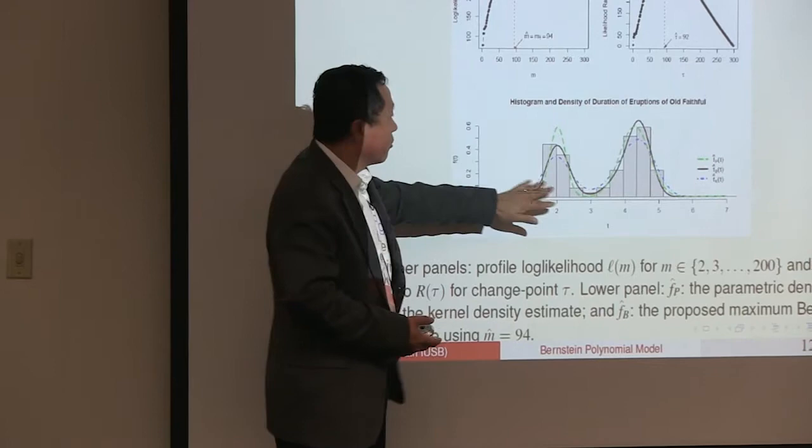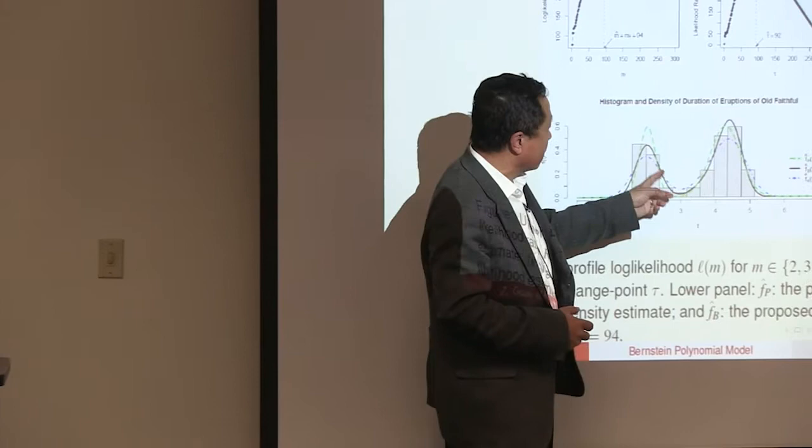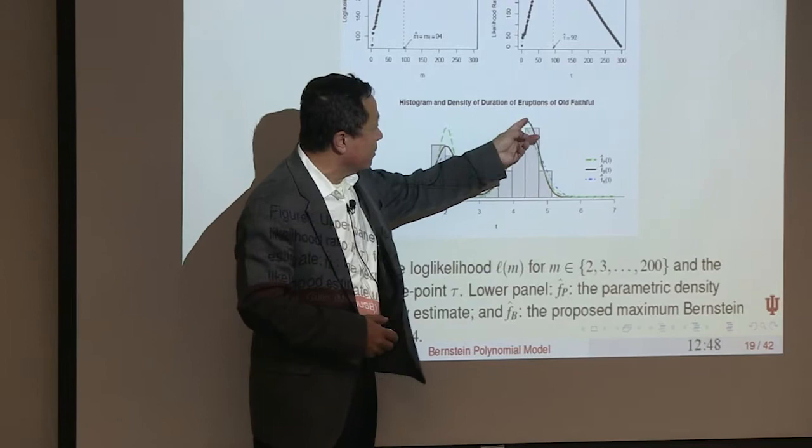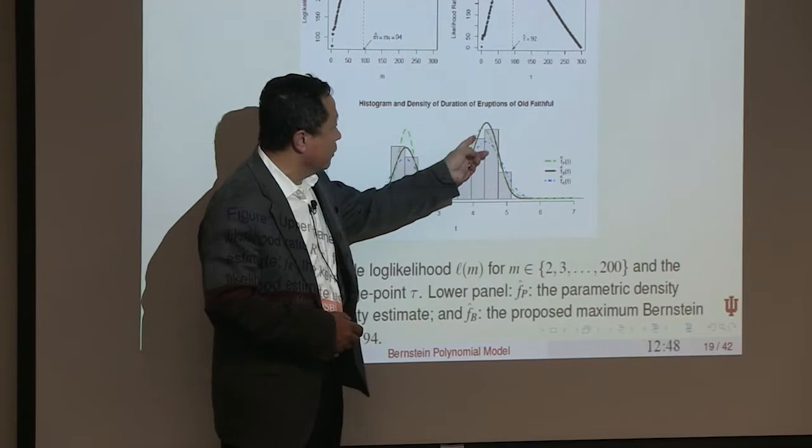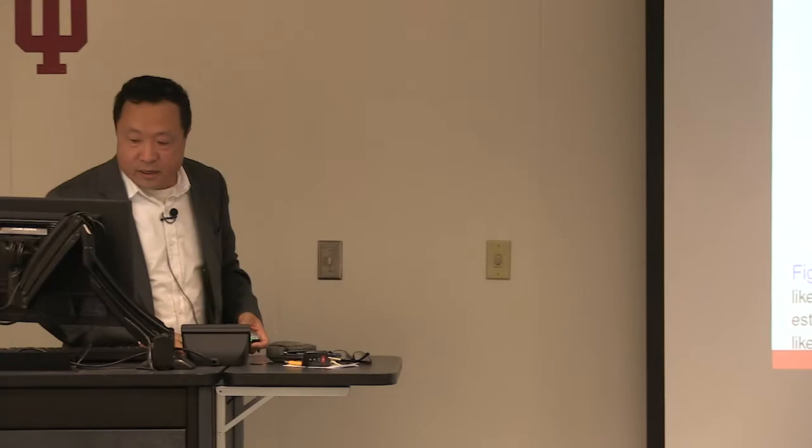But you see, there are several methods, the kernel method, this is the blue line. The black line is my method. And the mixture normal distribution model is the green line. And they are all quite different, not close. Even here we have a very large sample size.